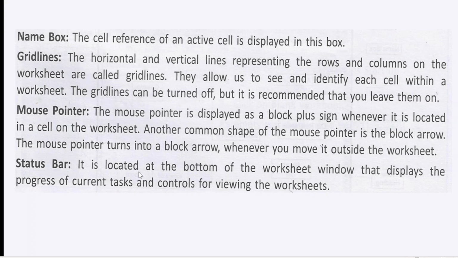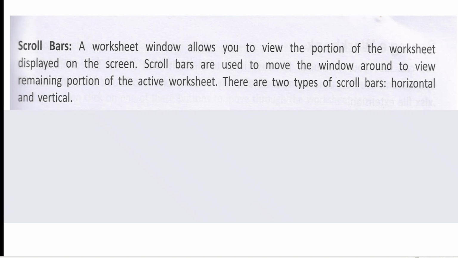Status bar. It is located at the bottom of the worksheet window and displays the progress of the current task and controls for viewing the worksheet. Scroll bars. A worksheet window allows you to view the portion of the worksheet displayed on the screen. Scroll bars are used to move the window around to view the remaining portion of the active worksheet. There are two types of scroll bars, horizontal and vertical.